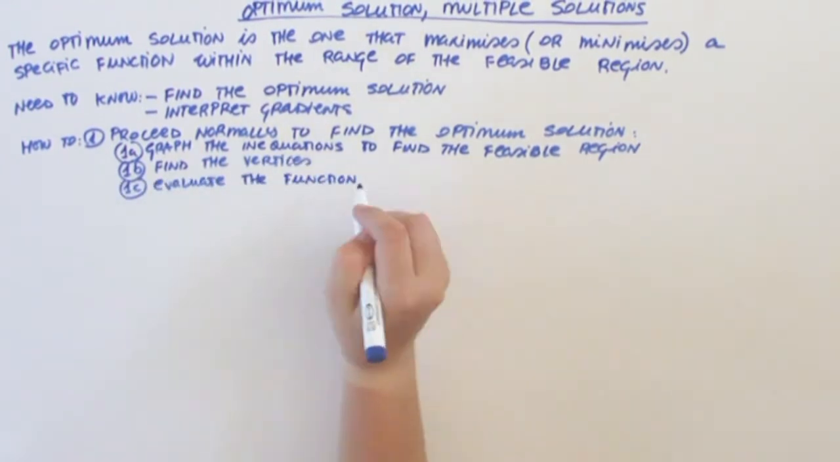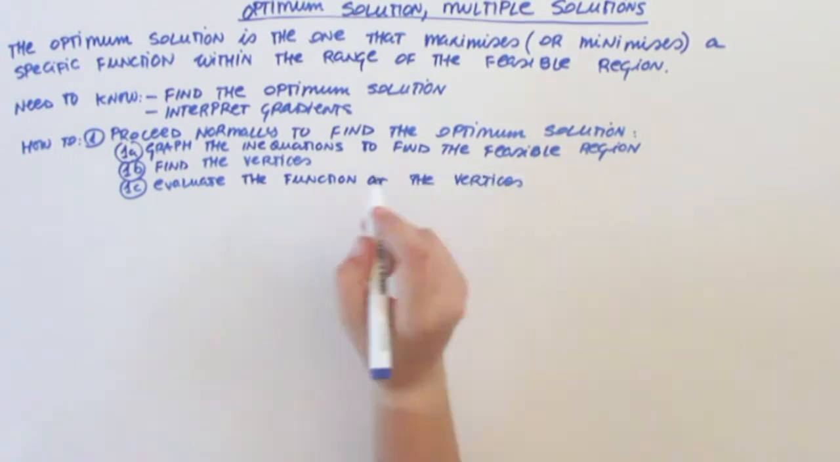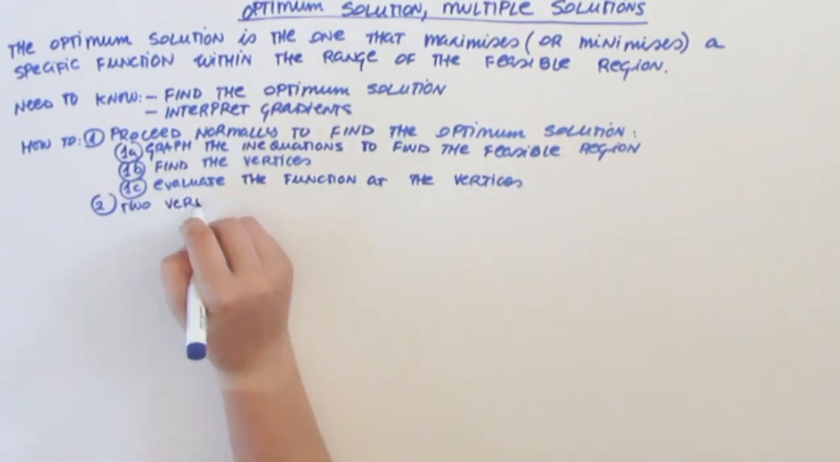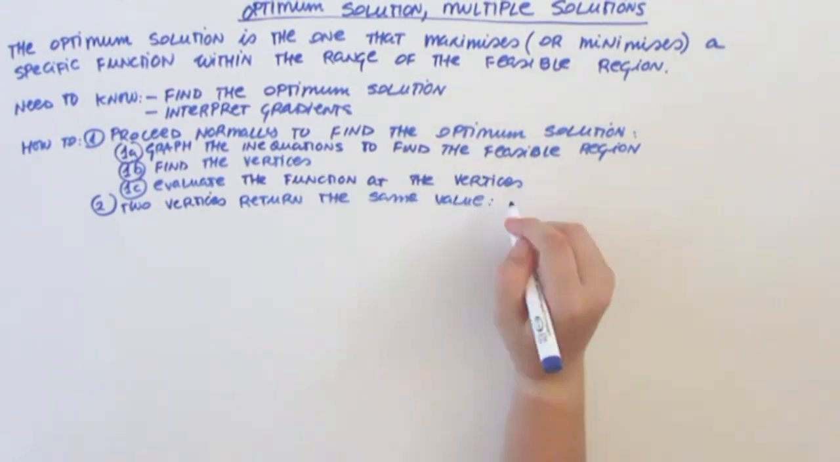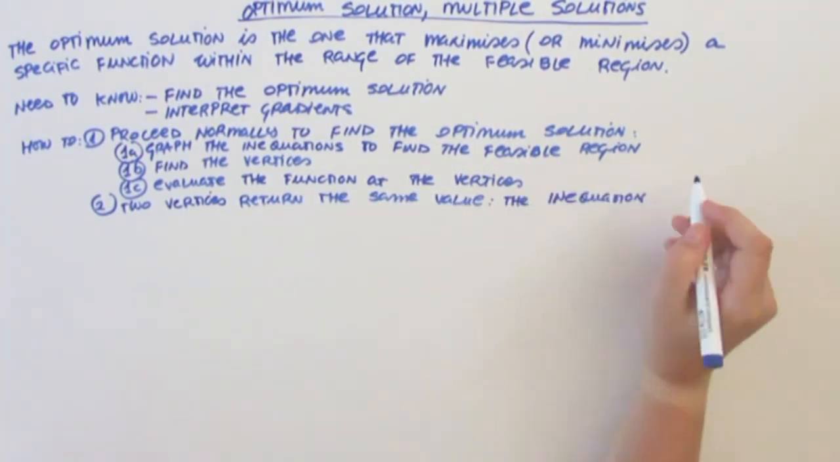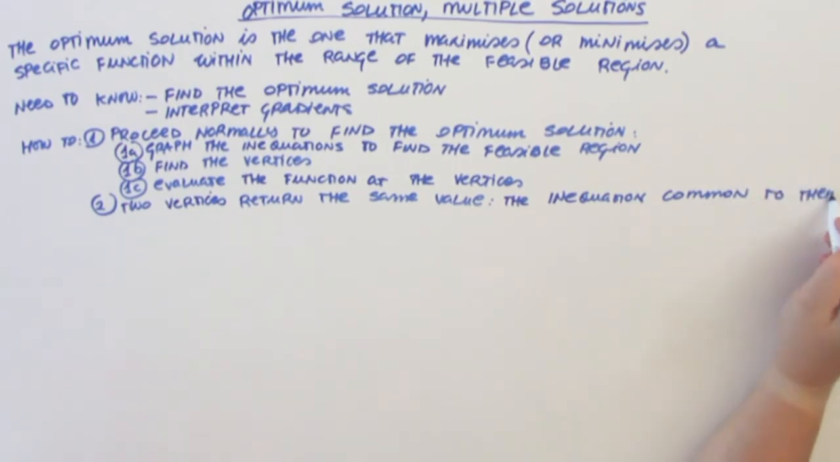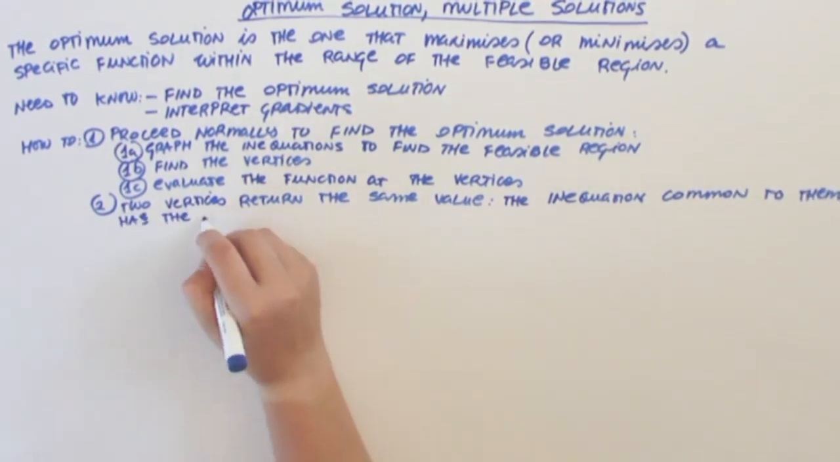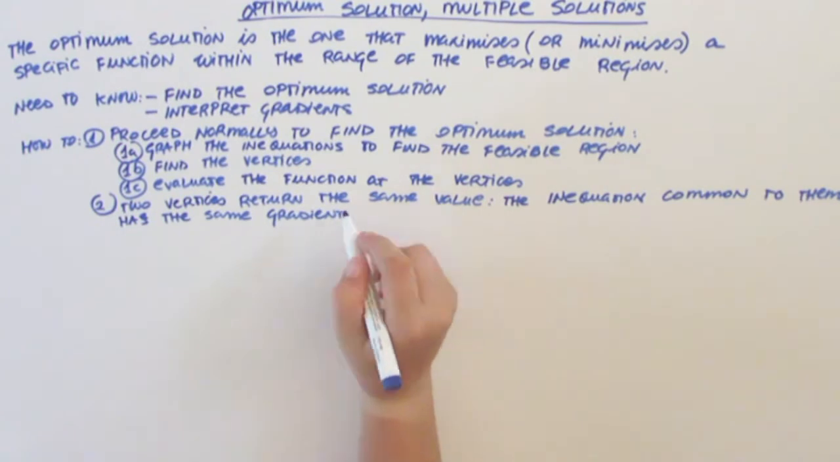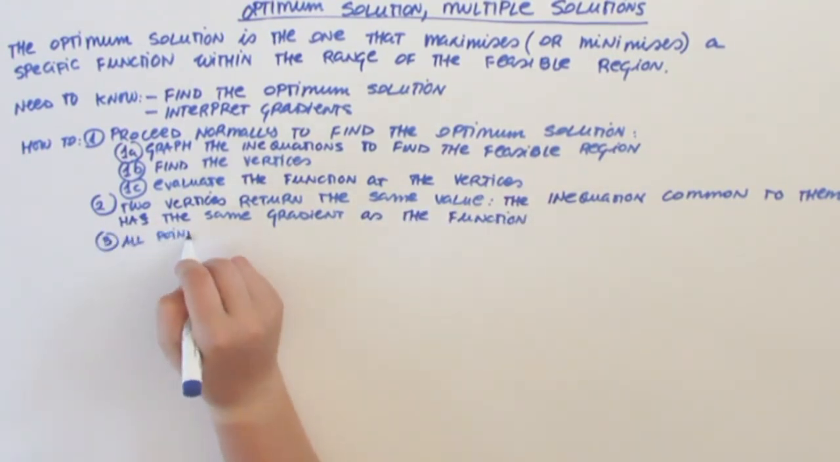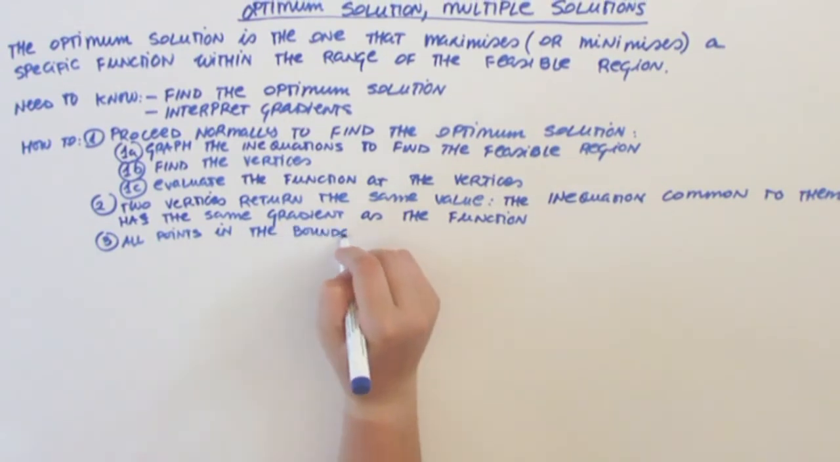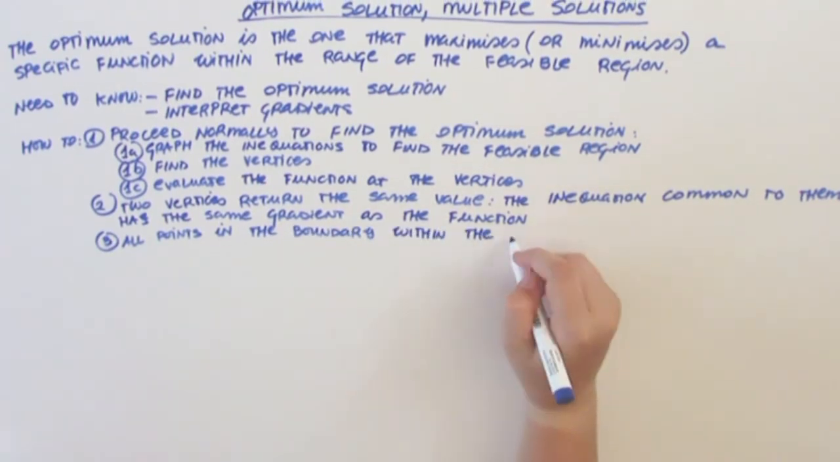Before, one of those vertices could have had a maximum value, but now you're going to find that two vertices return the same value. That means that the inequation which is common to them has the same gradient as the function you're searching for. So it's actually one of the possible parallel lines. That means that all the points in the boundary within those two vertices are valid solutions.